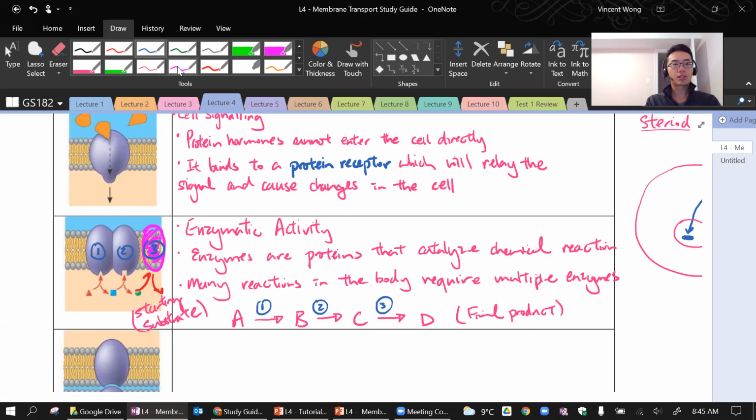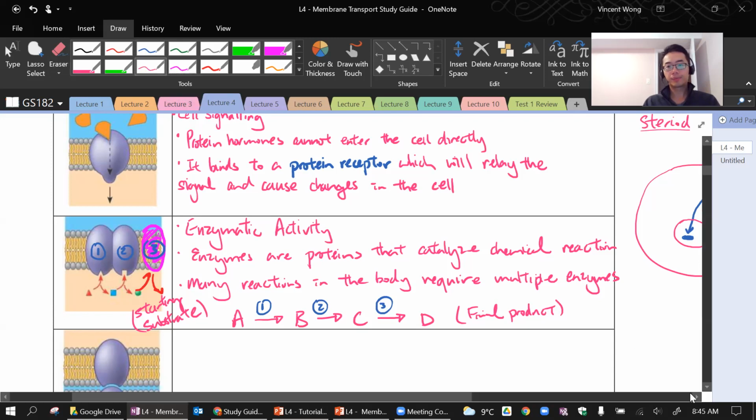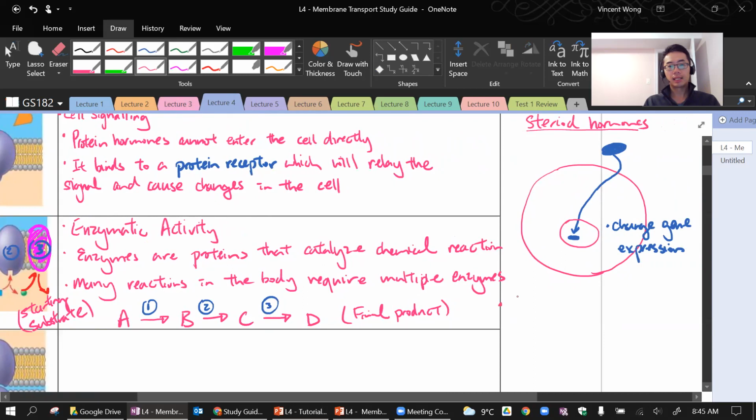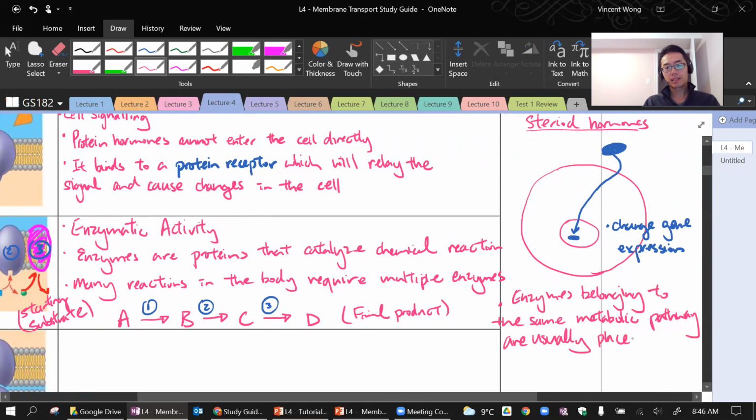Just another point I would add here. Enzymes belonging to the same metabolic pathway are usually placed close to each other, so on the membrane in this case.